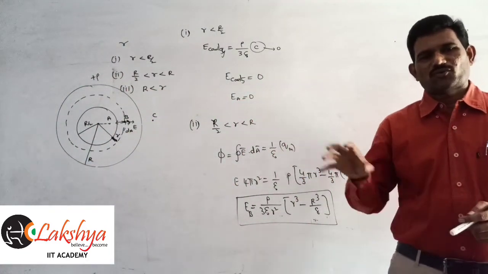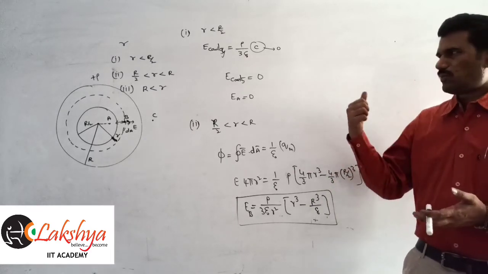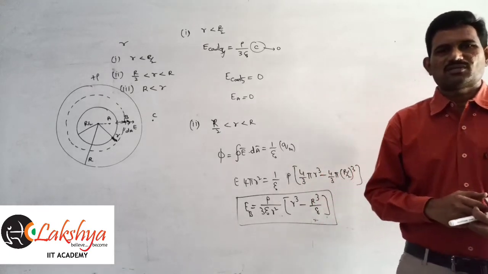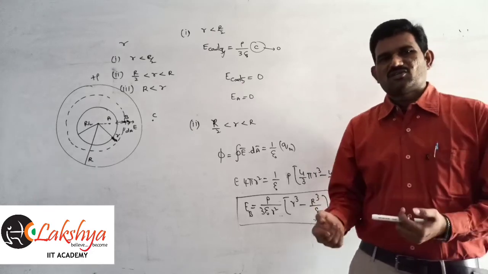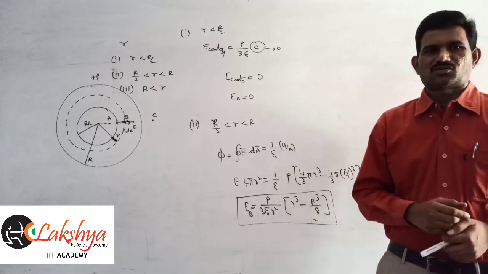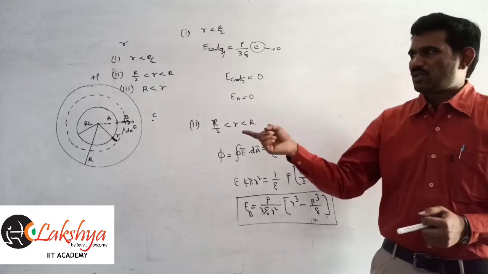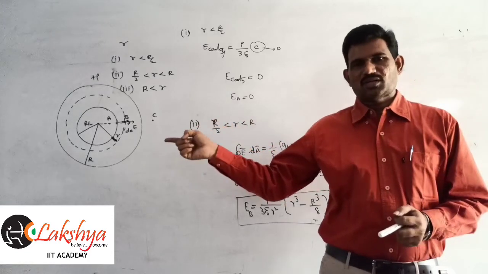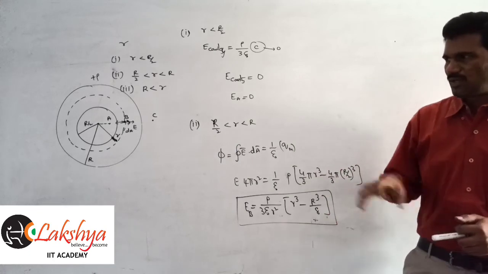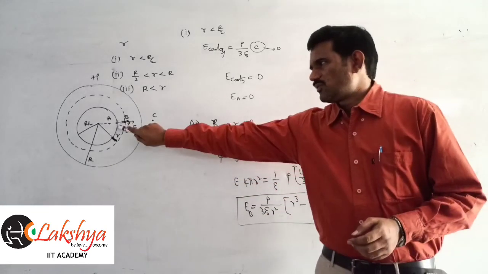Inside the cavity the field is rho by 3 epsilon naught into C, where C is the distance from the center of the cavity to the center of the sphere. If the charge is positive, the direction of the electric field is from the center of the sphere to the center of the cavity. If it is negative, it will be the opposite direction. And if the cavity is concentric like this, which is important here, then the electric field at any point inside that cavity will be 0. And for any intermediate point, we need to calculate like this.